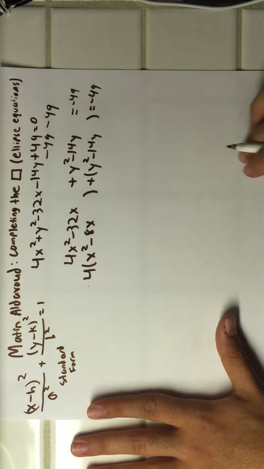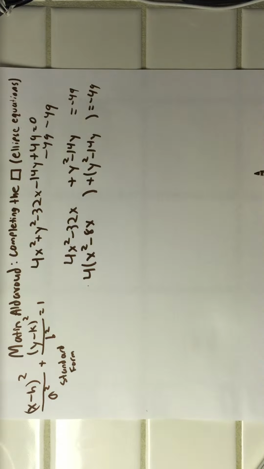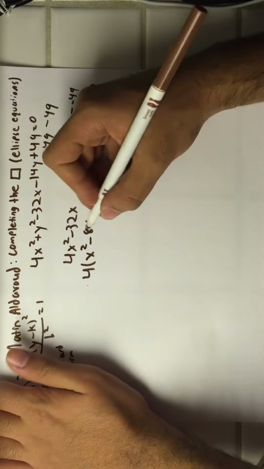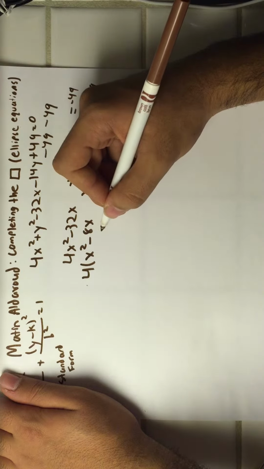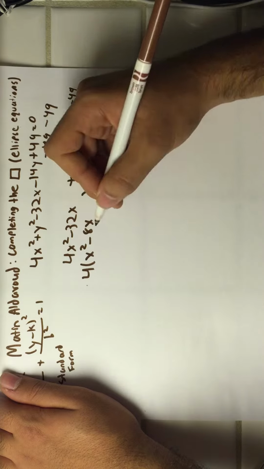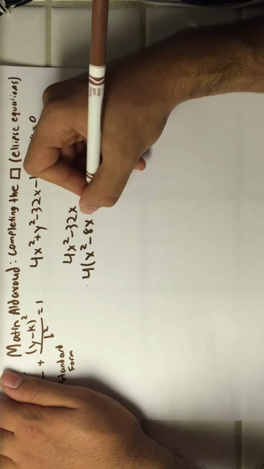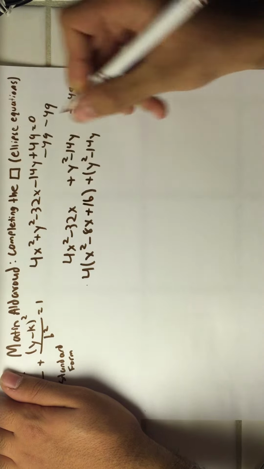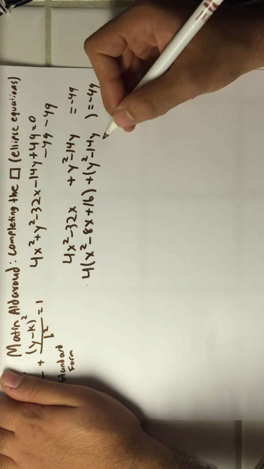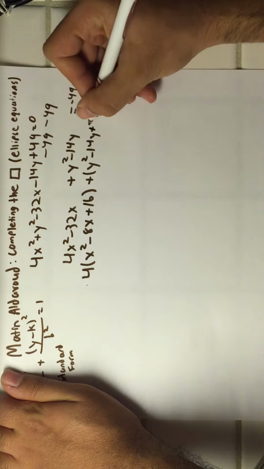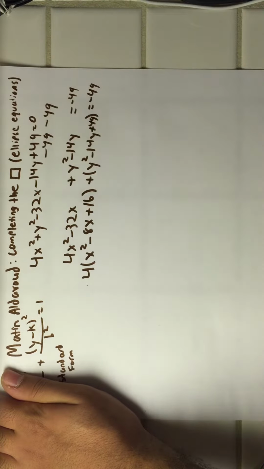Now what we want to do is complete the square. We do that by dividing our b over here, which is negative 8, by 2, which gives us negative 4, and then squaring that, we get a positive 16. Over here, divide negative 14 by 2, we get negative 7. Square that, we get positive 49. And we're not done yet.